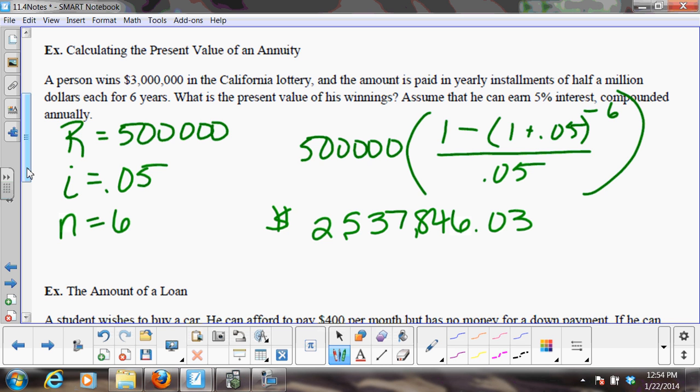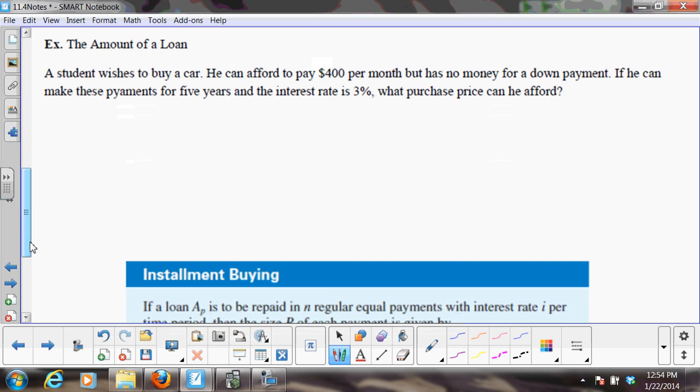Next, a student wishes to buy a car. You can afford to pay $400 per month. So that's our R.